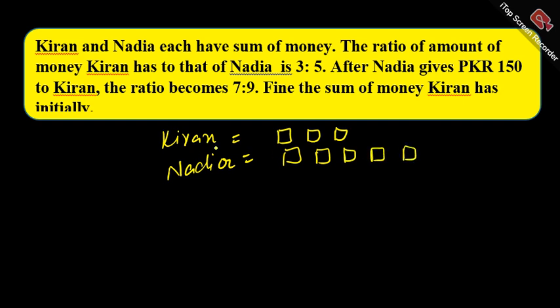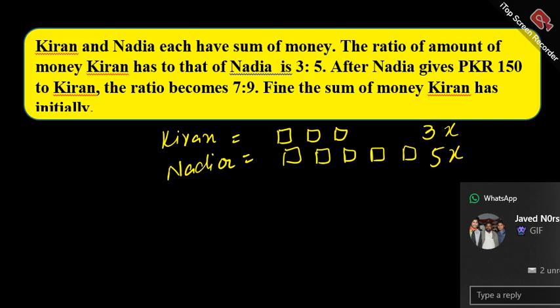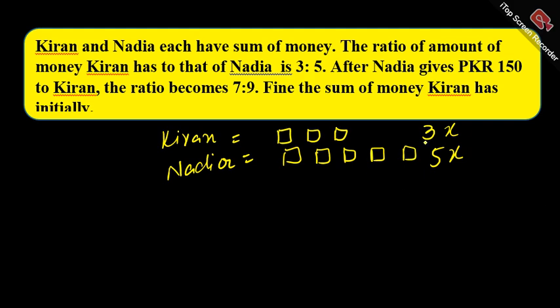So let Kiran's amount be 3x and Nadia's amount be 5x. Now try to understand the question. After Nadia gives 150 to Kiran, it means Nadia gives 150 rupees to Kiran. So if Nadia has 5x money, she gives 150 to Kiran.